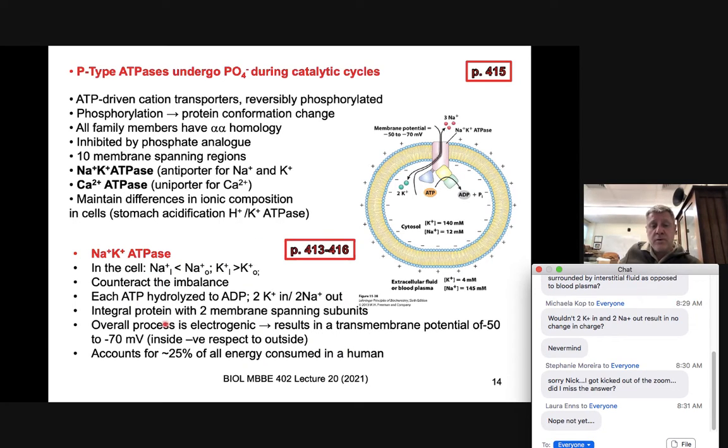So overall, it's an electrogenic process where we see the membrane establishing a potential difference between the 2 leaflets. So negative 70, and that's inside with respect to the outside. So the negativeness is on the inside.